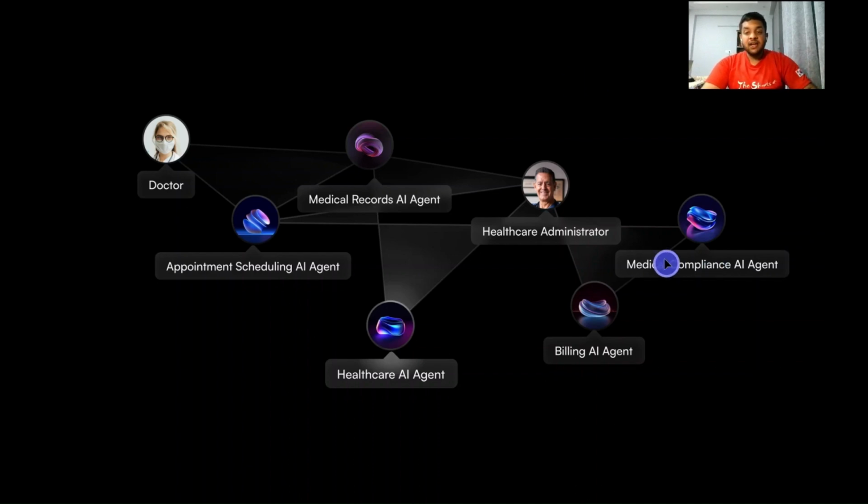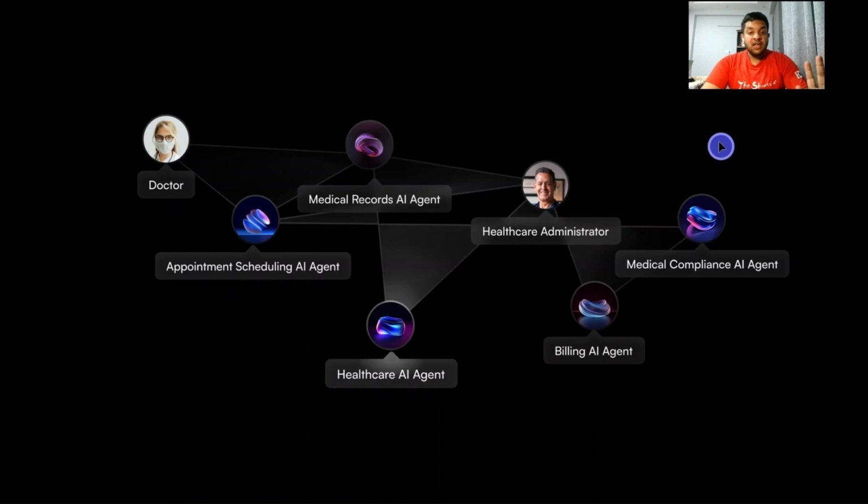Sixth is medical compliance AI agent. It ensures all the practices follow health regulations and standards. It automates audits, flags non-compliance issues, and keeps records legally sound.